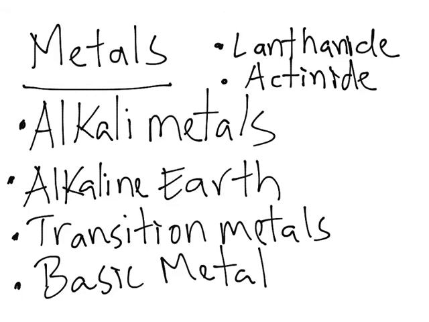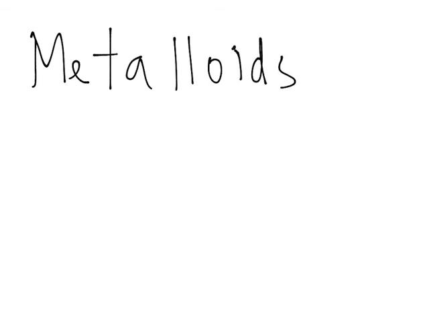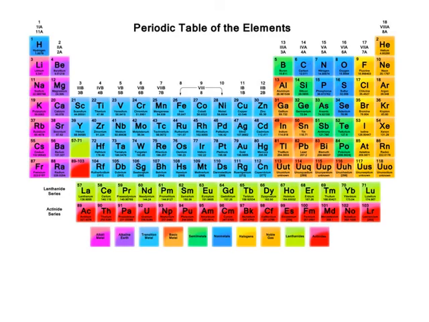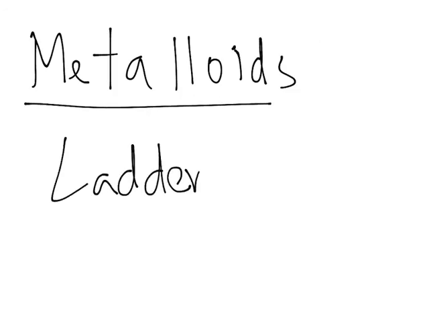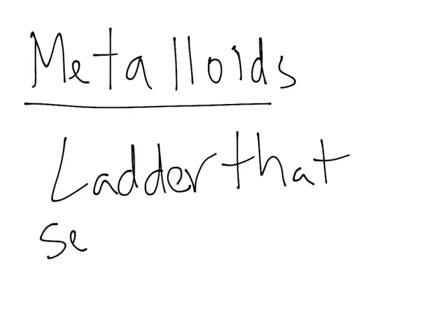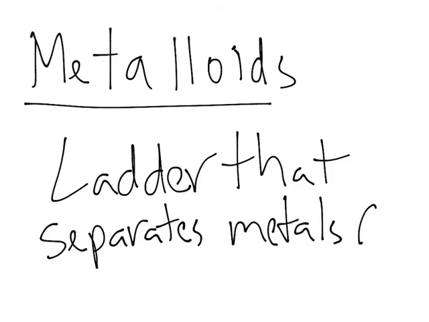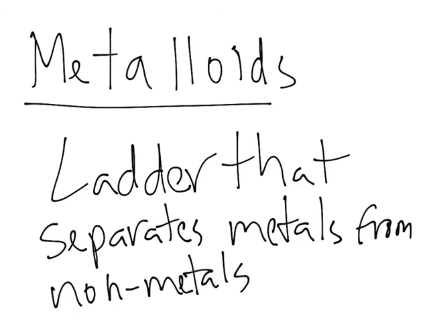Then we have the metalloids. Those are boron, silicon, germanium, arsenic, antimony, tellurium, and polonium. Pretty much the ladder that separates metals from non-metals. And you don't really have any types of metalloids because they're in between.